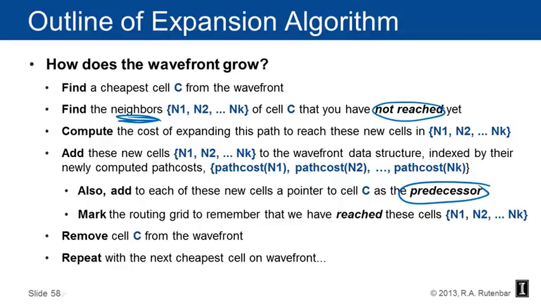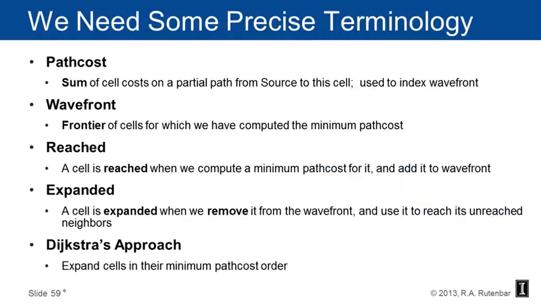You also mark the routing grid to remember that you reached these cells. You don't have to reach them again. This is in part how you tell, as the wavefront grows, what are the things that are new and unreached that you can get to. The answer is you haven't marked the bit in the cell that says reached yet. When you're done with all of this work from cell C that you removed from the wavefront, reached its neighbors, and computed all this good stuff, you remove cell C from the wavefront. It sort of dies. And then you repeat with the next cheapest cell on the wavefront.